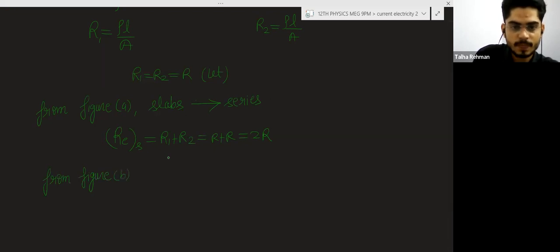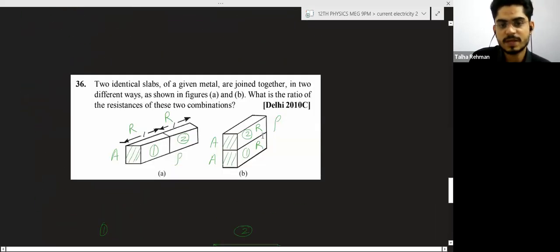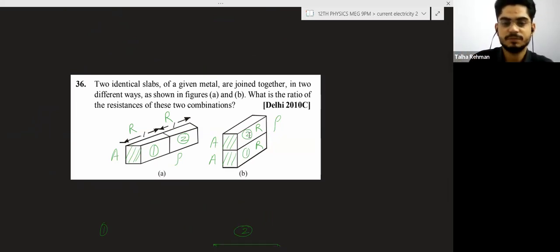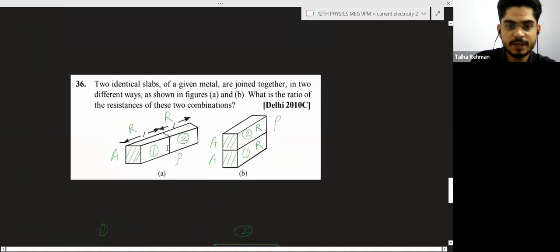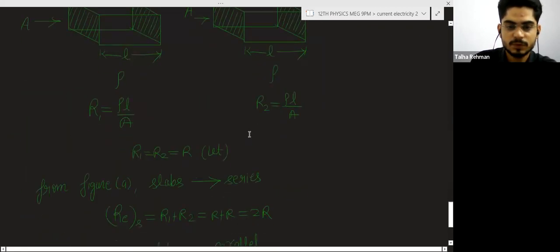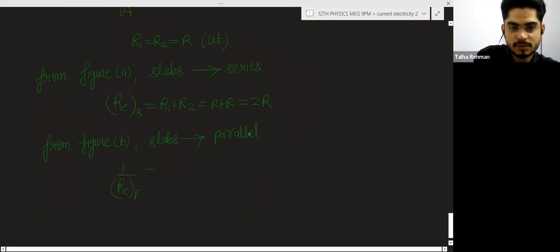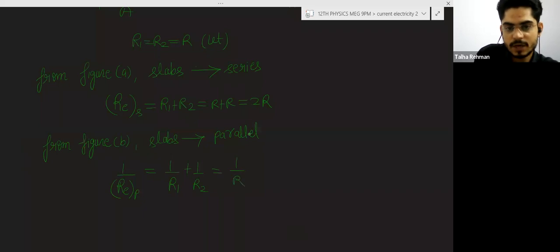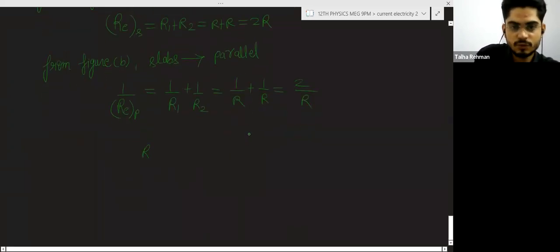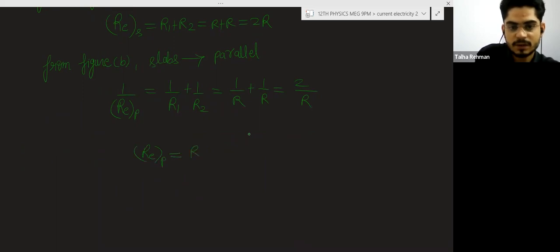From figure B, slabs are connected in parallel. See here, these slabs are connected in parallel because across the ends of the slab, the potential difference will be same. So if the slabs are connected in parallel, then you can find the R equivalent of parallel: 1 upon R1 plus 1 upon R2. And R1 is R, R2 is also R. You will get 2 by R. Then you will get equivalent resistance in parallel as R by 2.